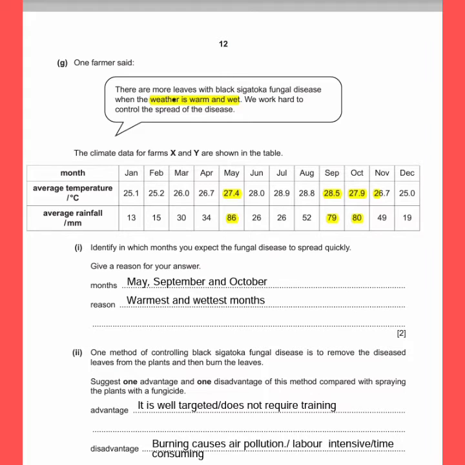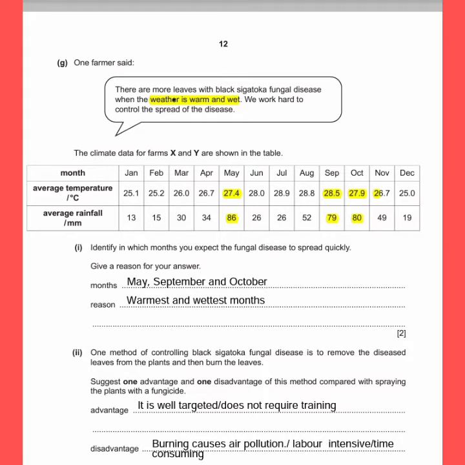Okay, so if you talk about, then they're asking you about advantage and disadvantage. If you talk about first very clear disadvantage, you have the idea of air pollution, right? Because you have the idea of burning. And if you talk about advantage, you have the idea that you're plucking out separately. So it's a very well targeted mode of action, right? And it's going to be something that does not require training, right?